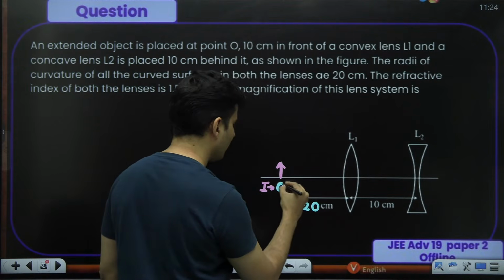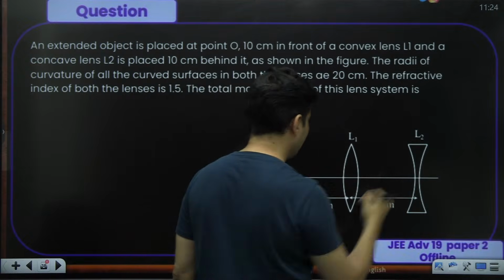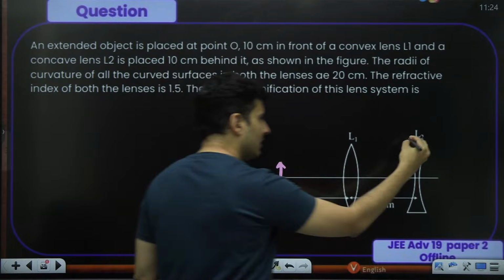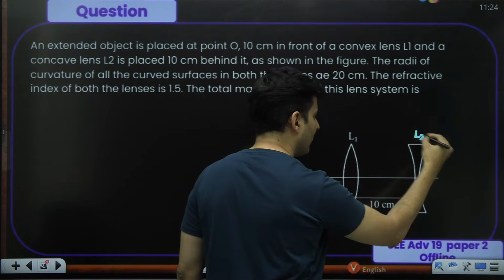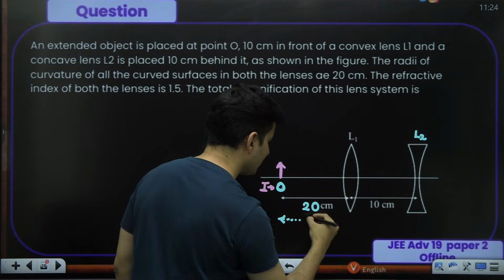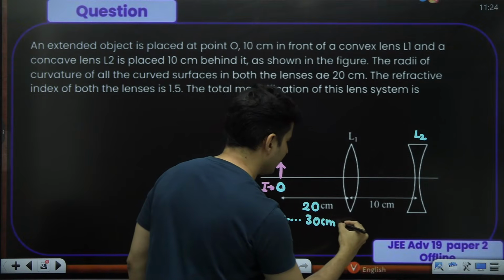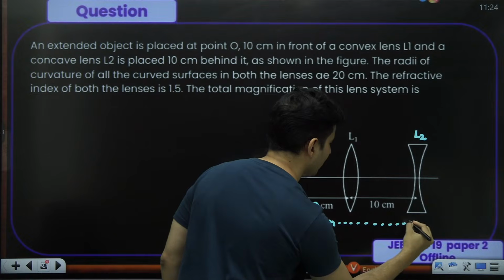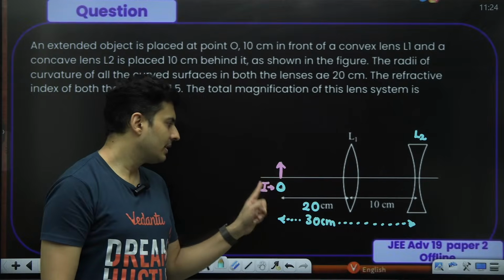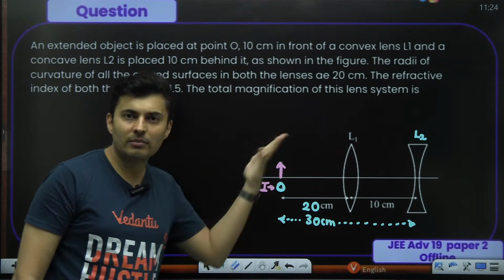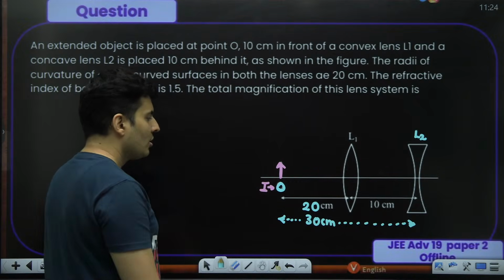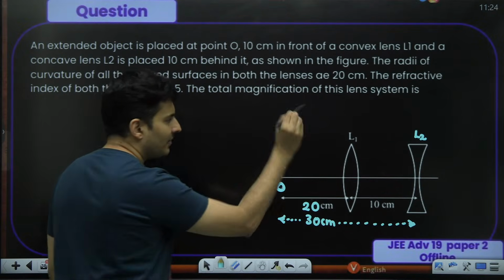So now it has become the object for the lens number 2, but from here. So this is the lens which has been considered now, L2. So the total object distance will be 20 plus 10, which is basically 30 centimeters. Everything has to be measured from the concave lens, correct? So this image which is there now will become the object for the next lens. Till this point, fine.